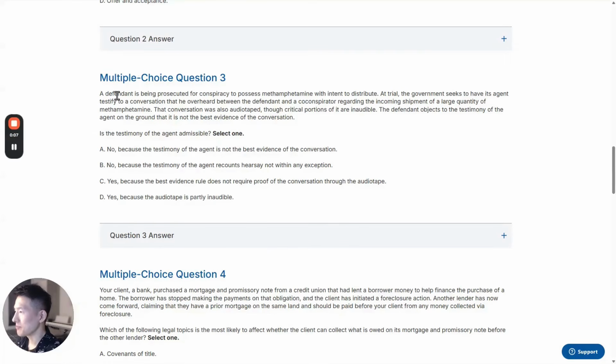So we have a defendant. Oh, look here, best evidence. So we already know that this is an evidence question. I mean, it says evidence right here. So this is about best evidence, hearsay possibly. So that's step 0, we got an evidence question. Let's take a look at the facts.